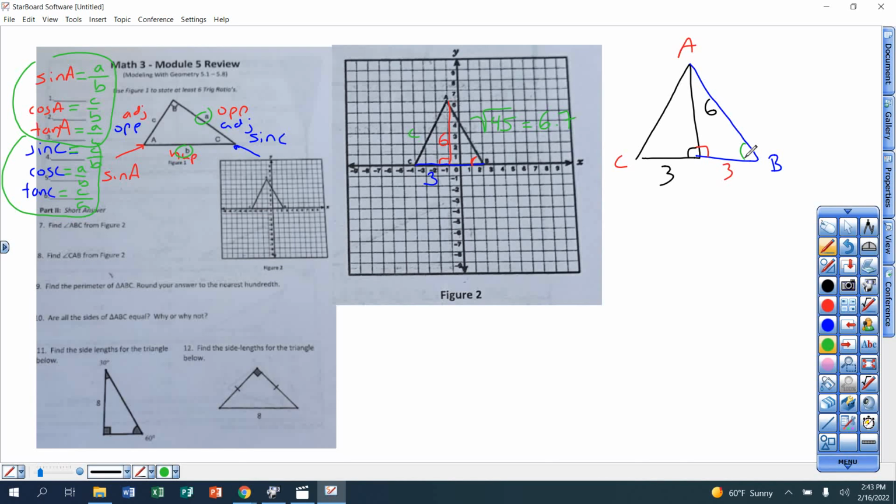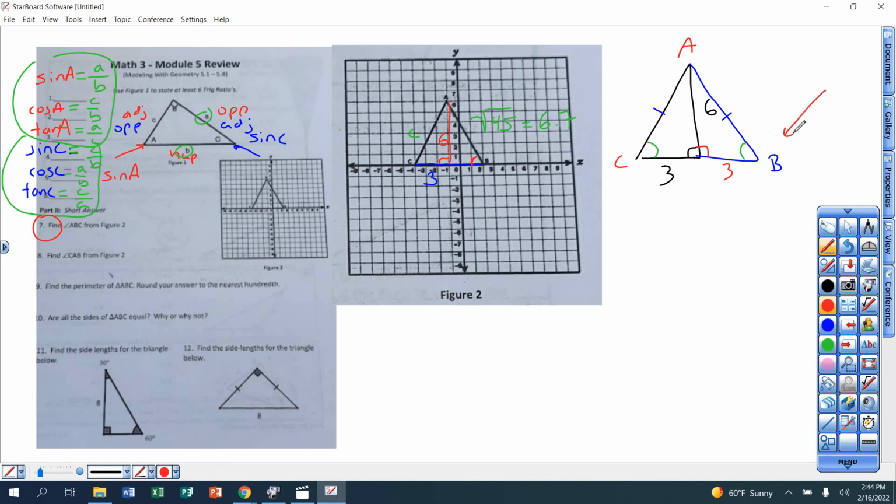And I think what he did, since this is an isosceles triangle, once you find this angle, you know it's going to be equal to this angle. And I bet what he did was he added these up and took that away from 180 to find this one. But let's find the first one, which is angle ABC, which is this angle right here.